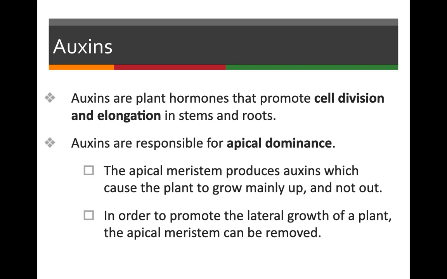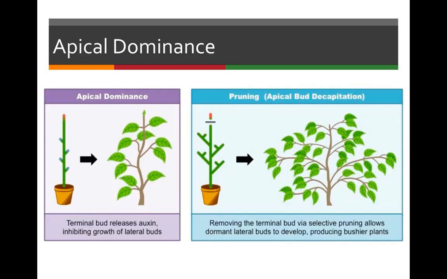If you want the plant to grow bigger, bushier, then you can remove the apical meristem, and that takes away the apical dominance and allows the plant to grow out instead of just up. That's shown in this diagram. When you have an intact apical meristem, the apical bud is releasing auxin and the lateral buds are unable to grow very well. When you prune off the apical meristem, and I like how this diagram calls that apical bud decapitation, you've chopped off the apical bud, and that allows the plant to become bushier.